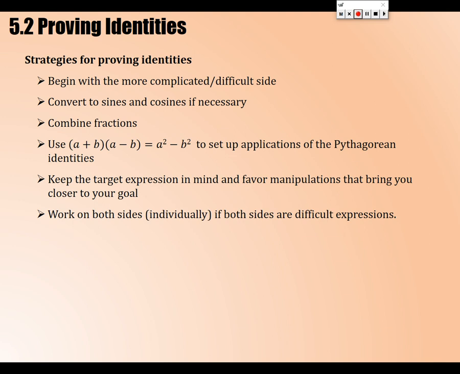Wait, so we start with the difficult side? Yeah, if there's a more complicated side, maybe start with that and reduce it to the simpler side, because it's going to be hard to take a simpler side and make it more complicated. Though it's not impossible.